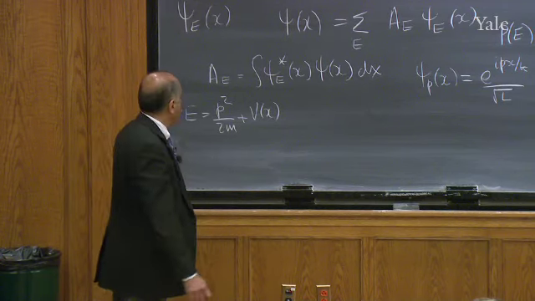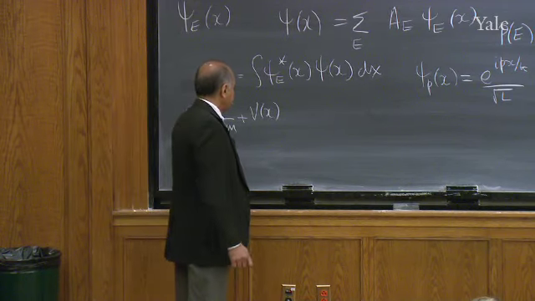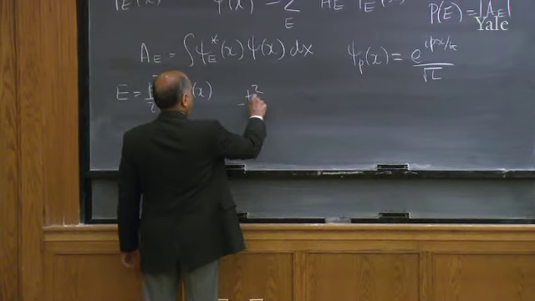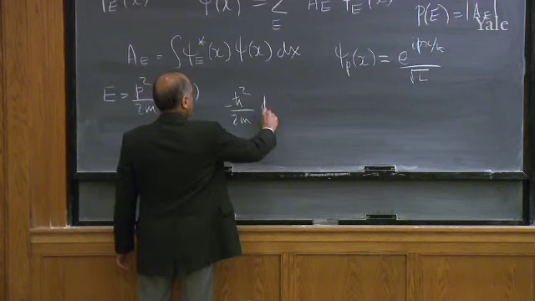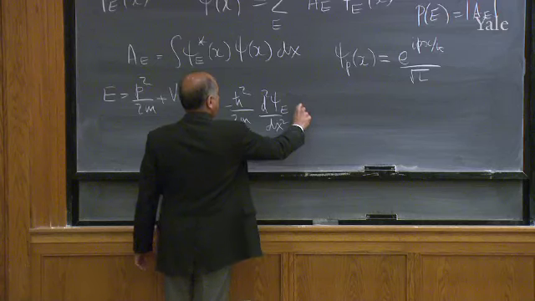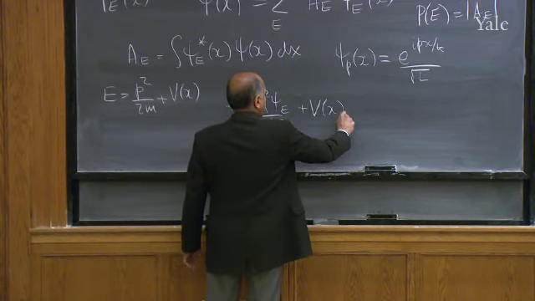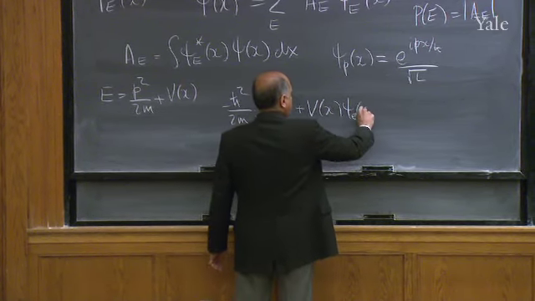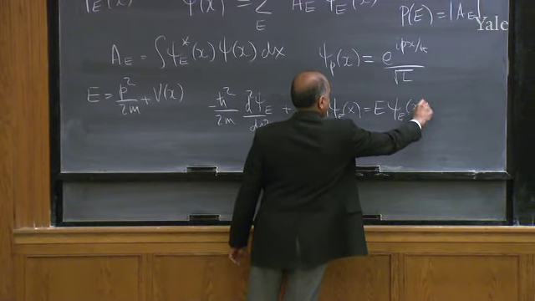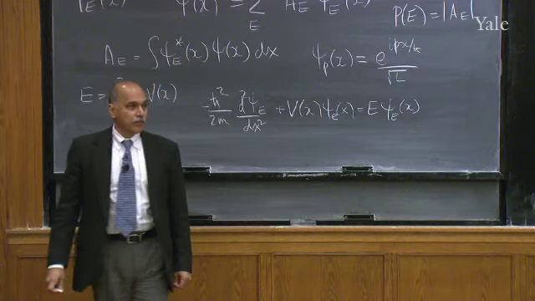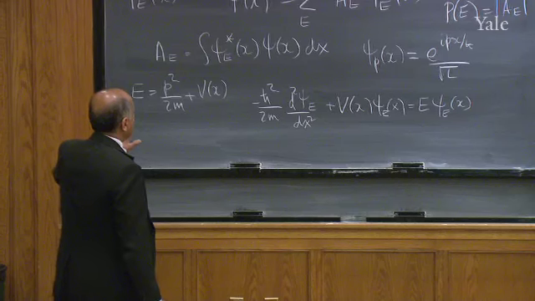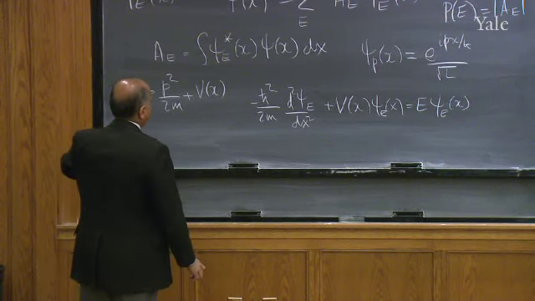And what is the rule? The rule is the following. You have to solve the following equation, called the Schrodinger equation, d2 psi over dx squared plus V of x psi of x equals E times psi. We just have to solve this equation. So let's not worry about how you solve it. That's a problem in mathematics.